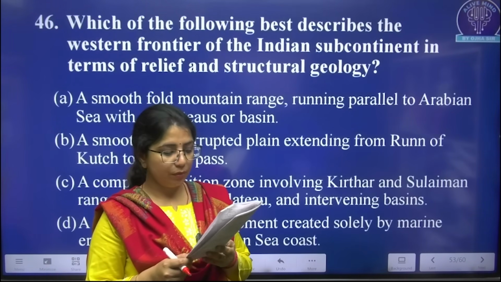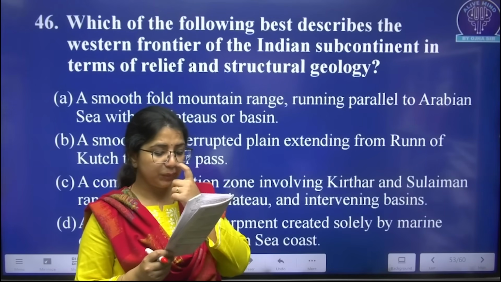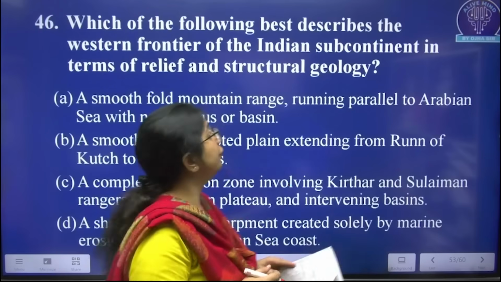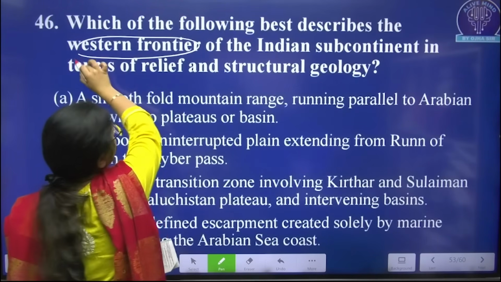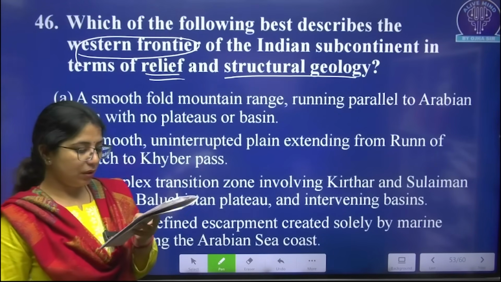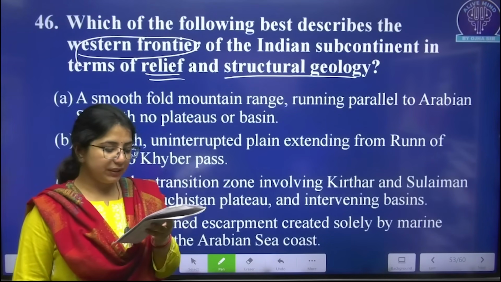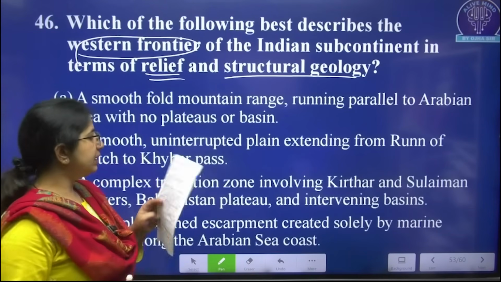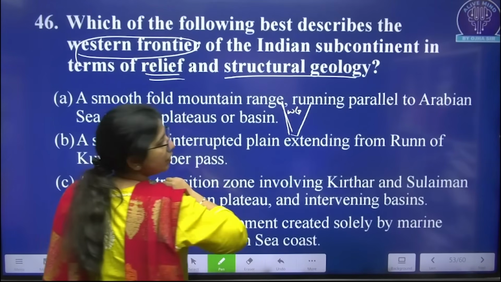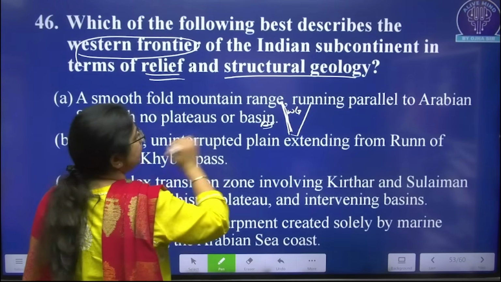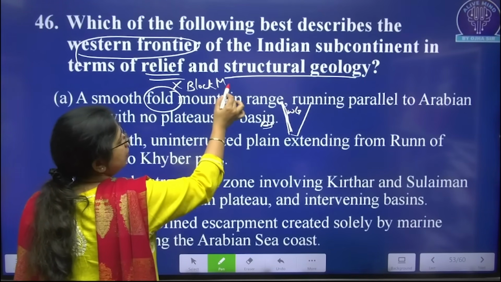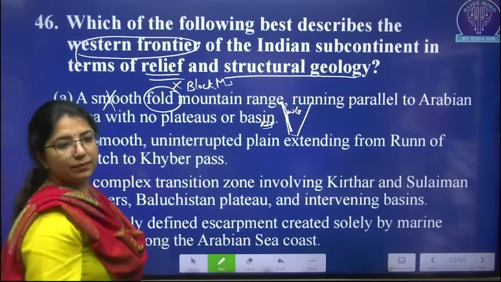Next question is question number 46. Which of the following best describes the western frontier of the Indian subcontinent in terms of relief and structural geography? They're asking western frontier in terms of relief and structural geology. A smooth fold mountains range running parallel to Arabian Sea. Number 1, running parallel to Arabian Sea is Western Ghats. This is the Western Ghats because here is the Arabian Sea. They are not fold mountains, they are block mountains. So this option is eliminated.